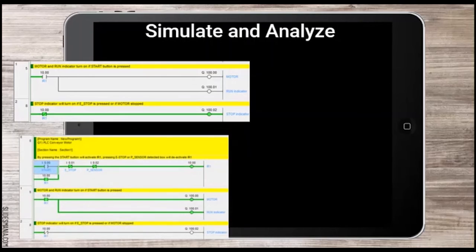This is figure 2 of the ladder diagram. When the start button is pressed at rung 0, the IR1 coil becomes active high. The IR1 normally open contact will close and allow current to flow even if the start button is released. At rung 1, the motor will start running and the run indicator turns on. At rung 2, the IR1 normally closed contact will open and the stop indicator turns off.